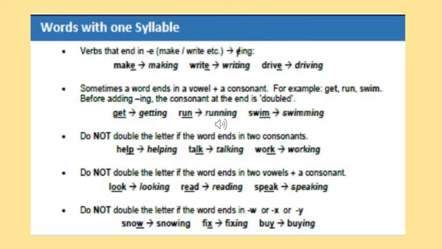Sometimes a word ends in a vowel and a consonant. For example, get, run, swim. Before adding ing, the consonant at the end is doubled. For example, in getting, running, and also in swimming.